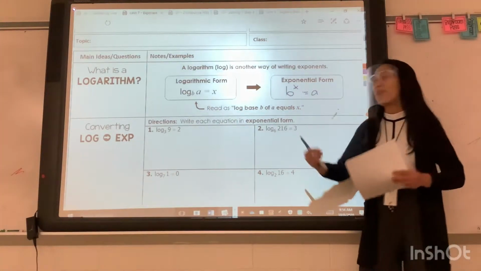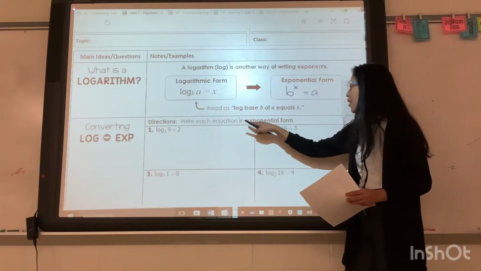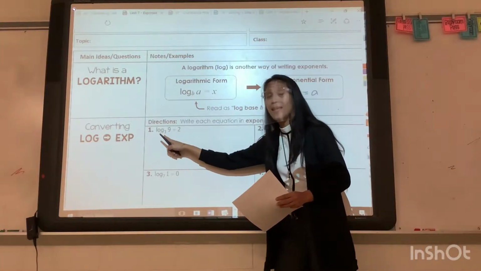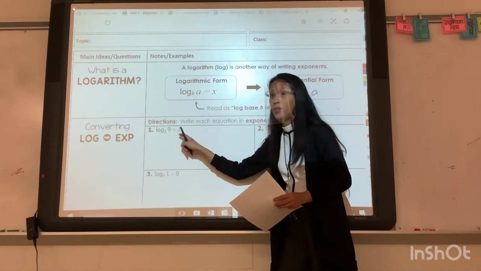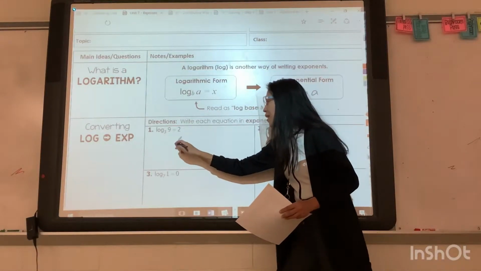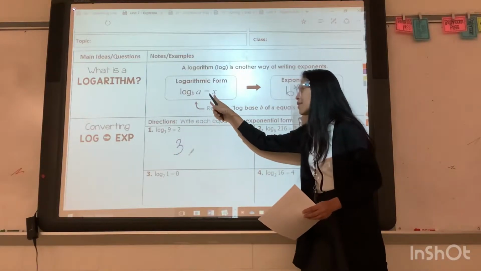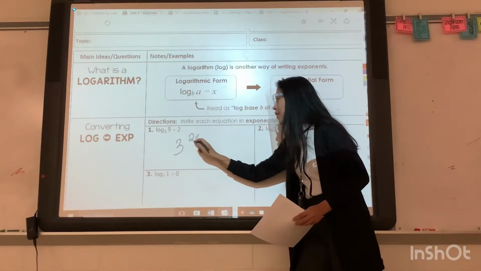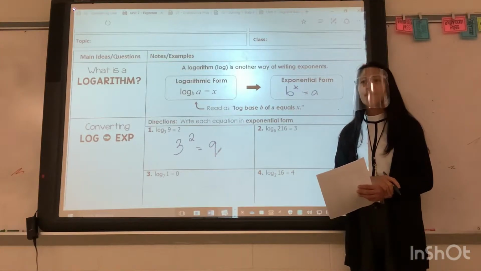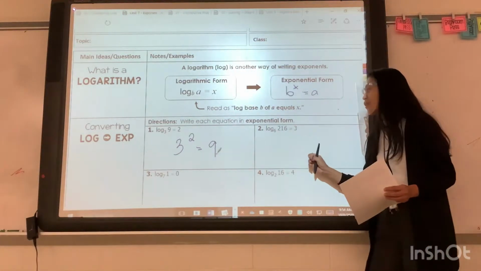Okay, so let's have an application. Write each equation in exponential form. You read this as the log base 3 of 9 is equal to 2. You are going to change it to its exponential form. Your base is 3. The exponent is 2. 3 to the 2 is equal to 9. Did you get it? Any question?